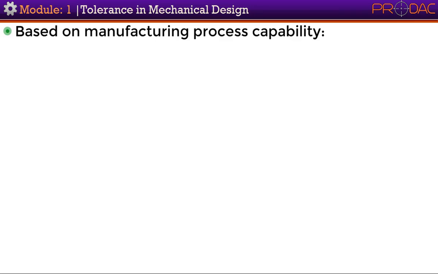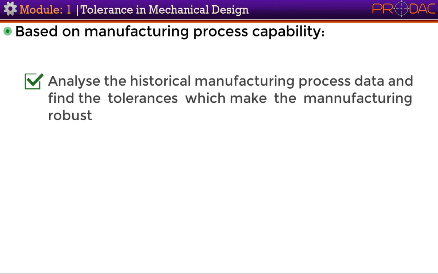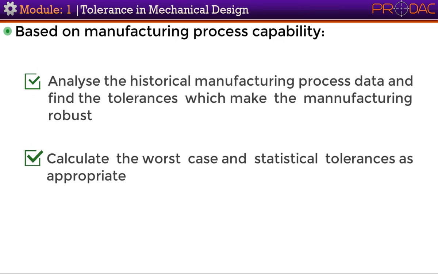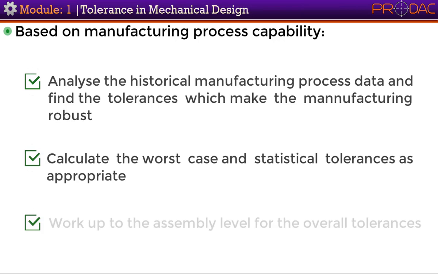The next methodology is based on manufacturing process capability. Here we need to analyze the historical manufacturing process data and find the tolerances which make the manufacturing robust. Calculate worst case and statistical tolerances as appropriate. Work up to the assembly level for the overall tolerances.